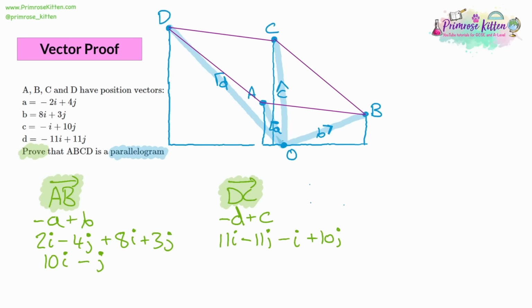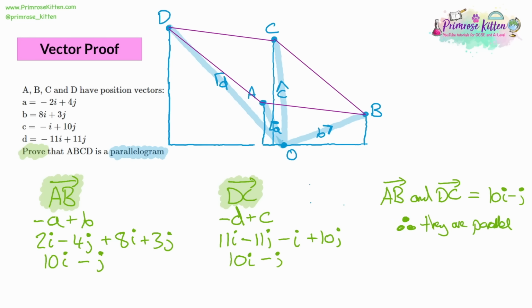So collect like terms again, 11i minus i is 10i. And negative 11j plus 10j is going to be negative 1j. And what you can see here is that the vectors are the same. They're both 10i minus j. So if AB and DC are equal to the same thing, that means, therefore, they are parallel. So we've proven one set of parallel sides, and we can use the parallel notation on this as well now. These are definitely parallel, and they're also the same length.